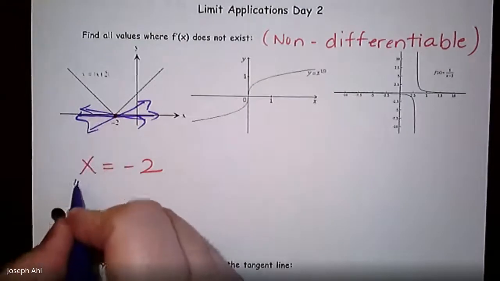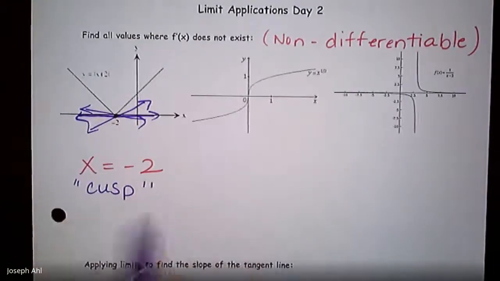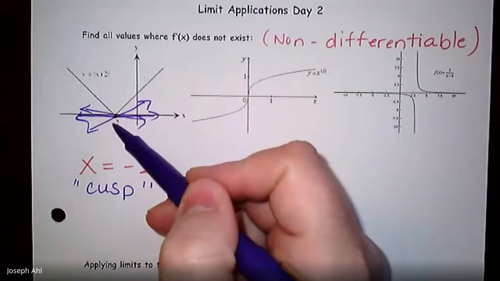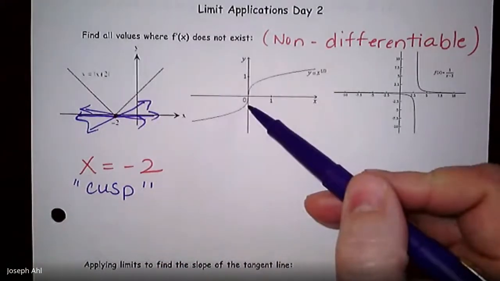And if you want to get fancy, there are calculus teachers and textbooks that would describe that as being a cusp. Cusps are bad in terms of being able to determine the derivative at that point. Not a huge deal, but all we know is that f prime of -2 in this case wouldn't exist. All right, moving on to this one over here.